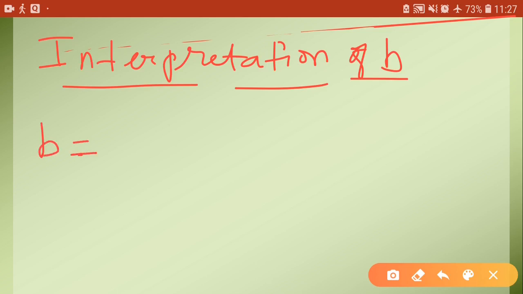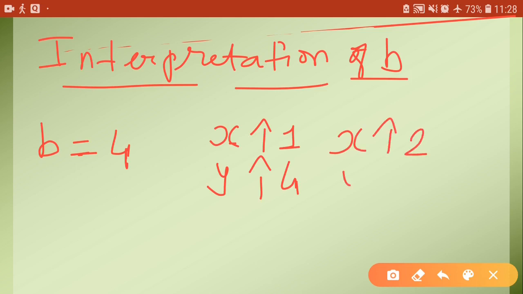is 4. Okay, now what this 4 means, there are two variables x and y. If x increases by 1 unit, then y increases by 4 units. This is the meaning of b. Say for example, if x increases by 2 units, then y increases by 2 into 4, 8 units. Yes, you are clear. If b is 4, then if x increases by 1 unit, y increases by 4 units. If x increases by 2 units, y increases by 8 units.